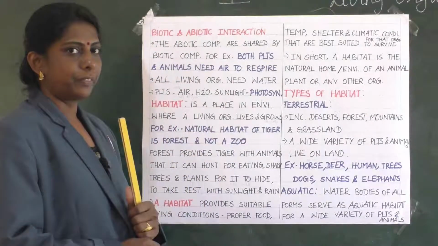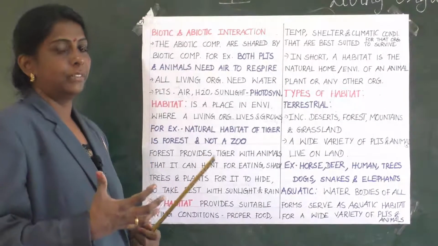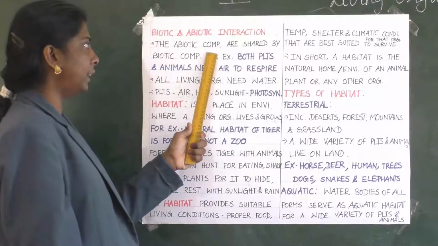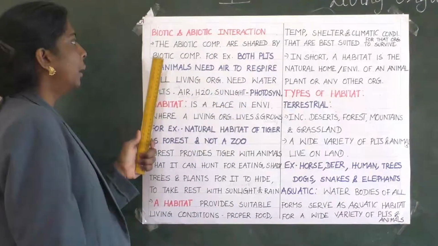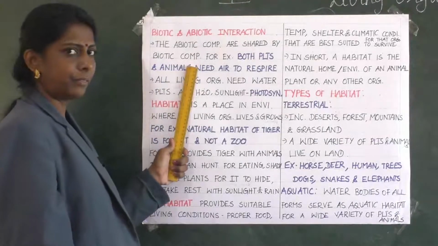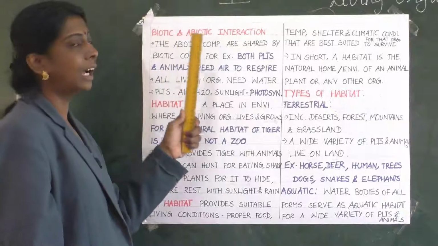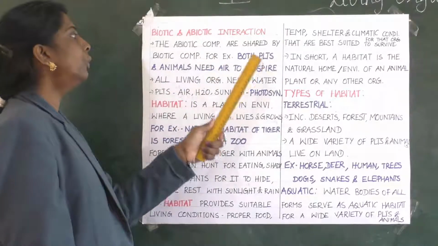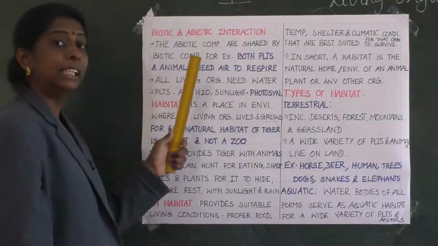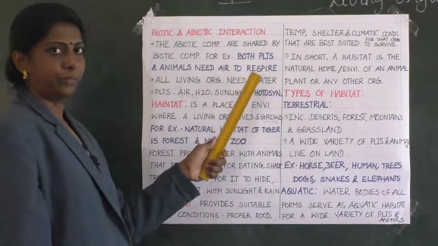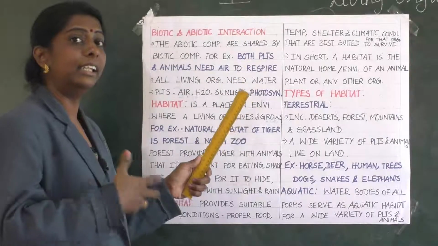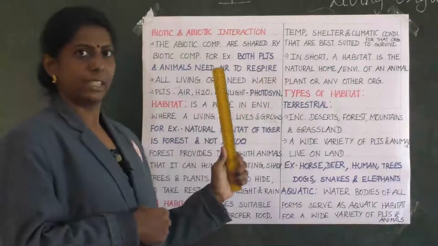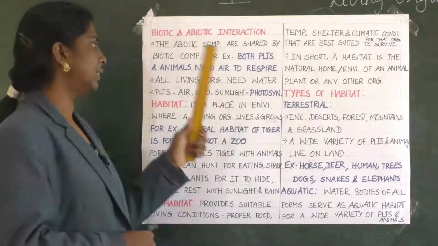Okay. So, what do you mean by abiotic? It's nothing but non-living components. The abiotic components are shared by biotic components. So, the interactions between biotic and abiotic, living and non-living. For example, both plants and animals need air to respire, to breathe. They need air. All living organisms need water.